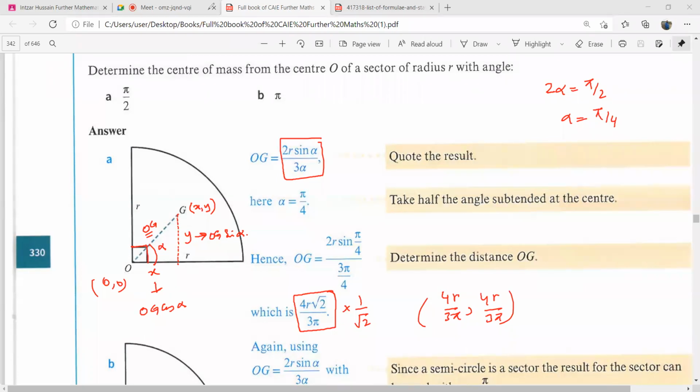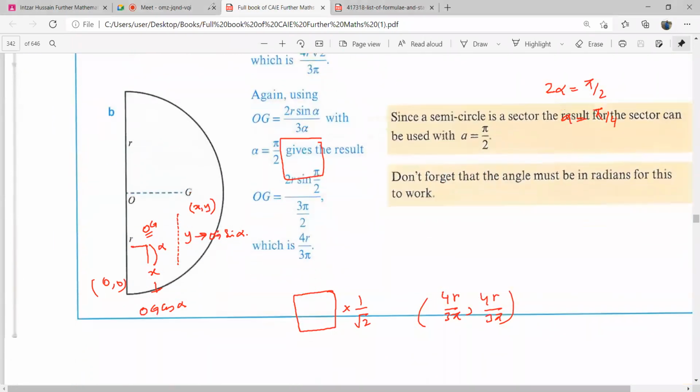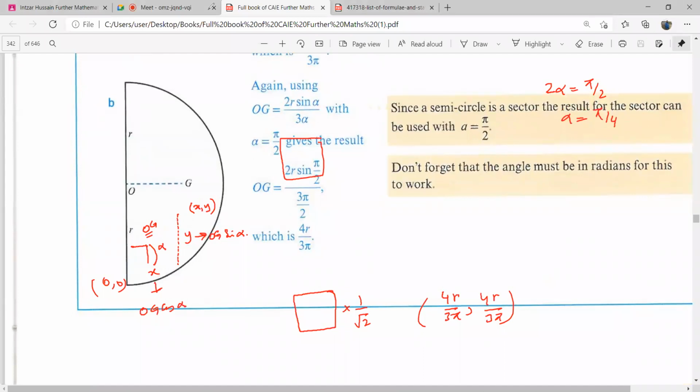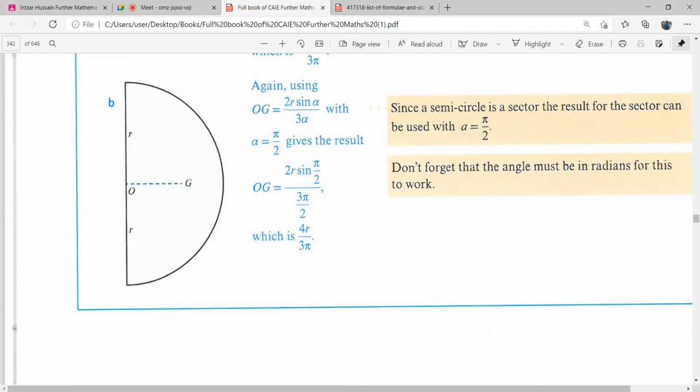If you look at this example here, where you have a semicircle, and you are determining this from this O, obviously this is simply 4r over 3 pi, comma, 0, if you assume this O as the origin. Then the center of mass will have the coordinates 4r over 3 pi, comma, 0. I'll keep it up to this.